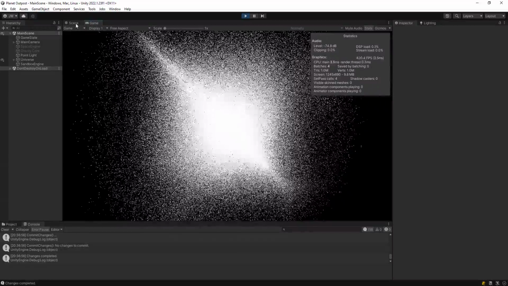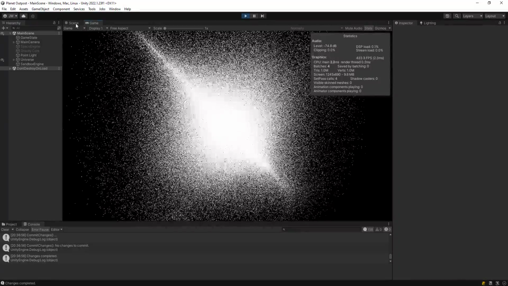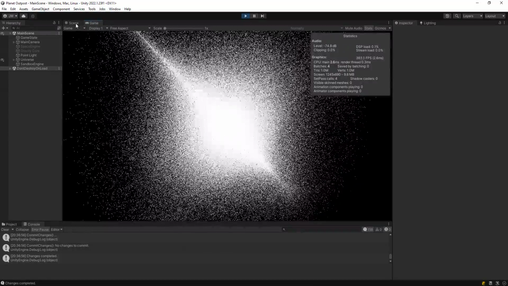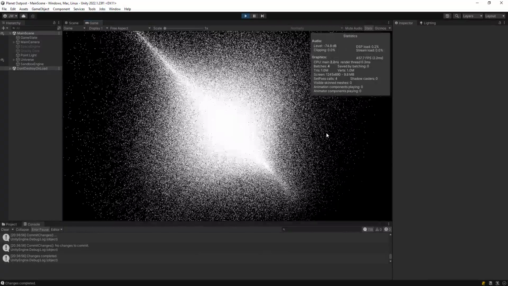Now again, I am limited by memory. I find that if I start increasing it too much, I start taxing the amount of memory I have left in the graphics card, and I get some weird results from that. But so far, I'm going to keep it right now at this level.